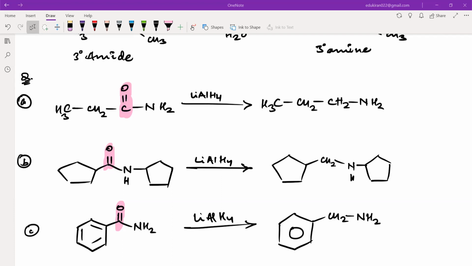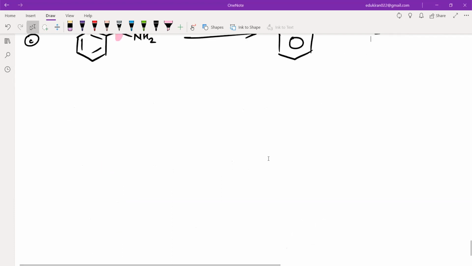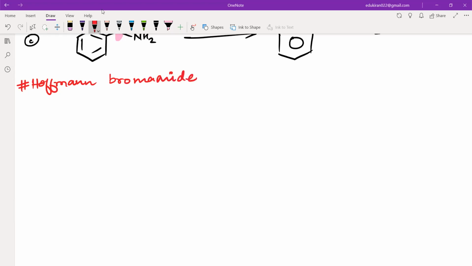Next is Hofmann bromamide degradation. This is important because it is a name reaction. Okay, this is going to be important. Hofmann bromamide degradation. So in this, first of all, we'll write the statement.